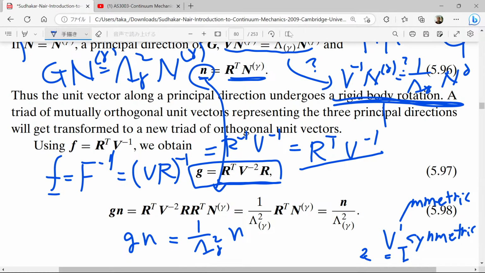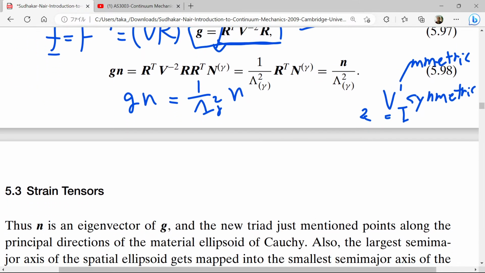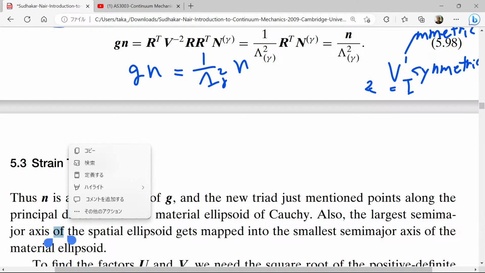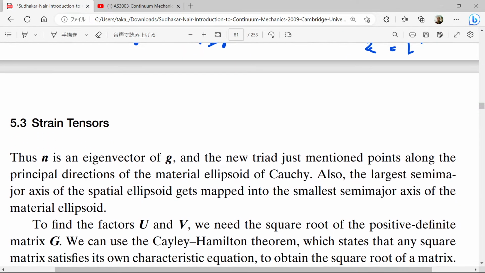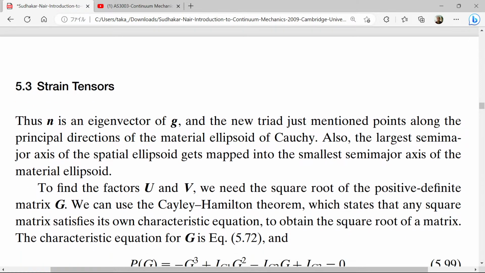Okay, so thus small n is the eigenvector of G, small g, and the new triad just mentioned points along the principal directions of the material ellipsoid of Cauchy.